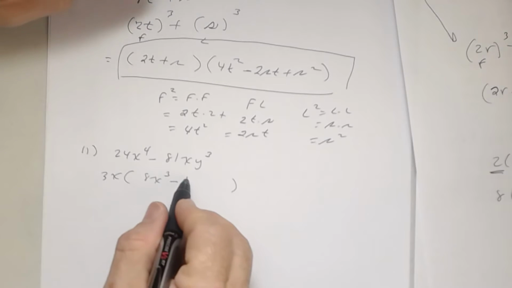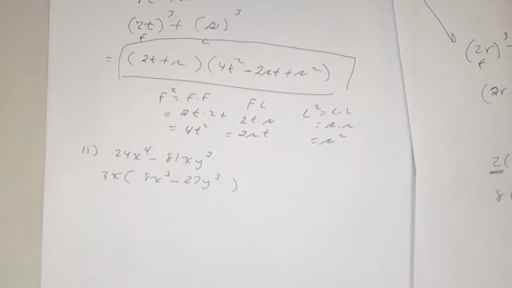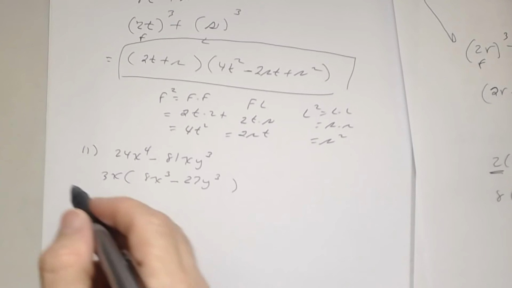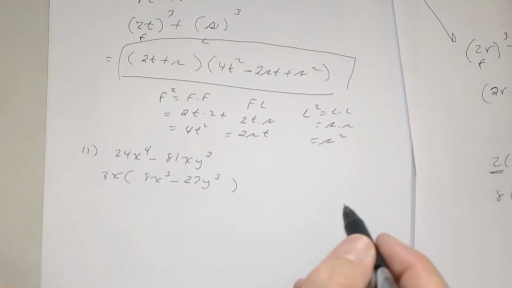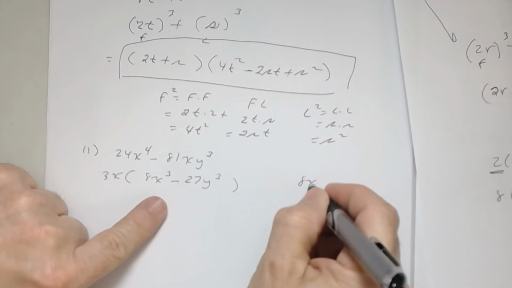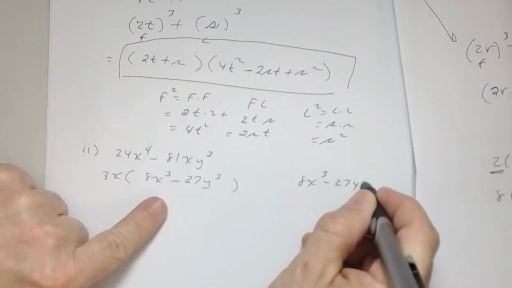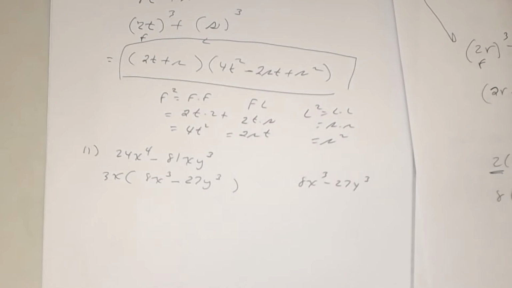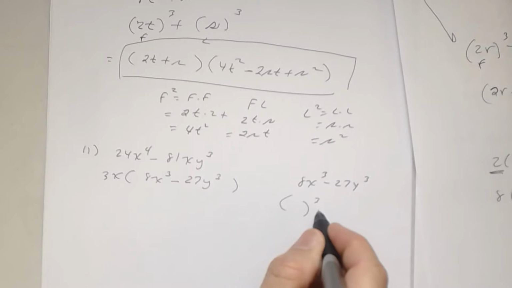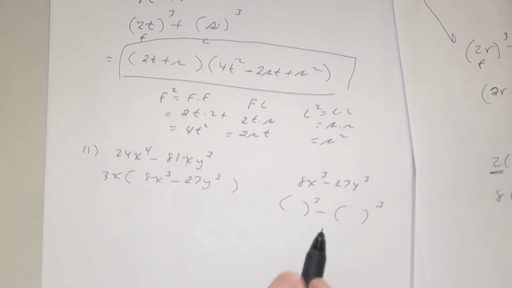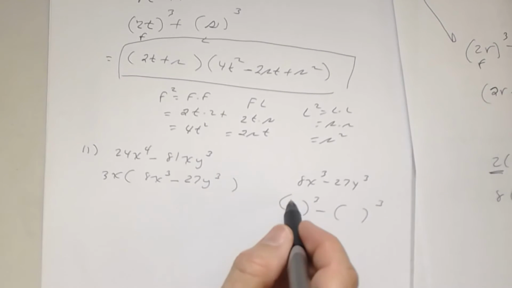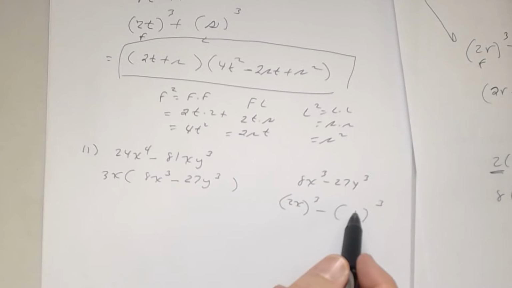Minus 27y cubed. Okay. Is that the answer? No, let's take that binomial and see if I can do anything with it. What do you think you can do with it? Difference of two cubes. What goes inside that first parentheses? What times itself 3 times is 8x cubed? 2x. What times itself 3 times is 27y cubed? 3y.